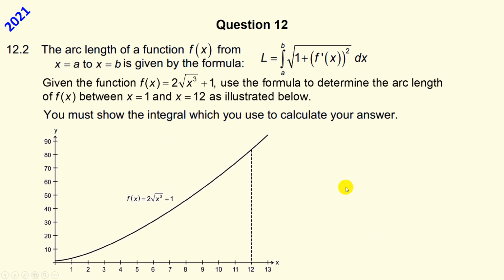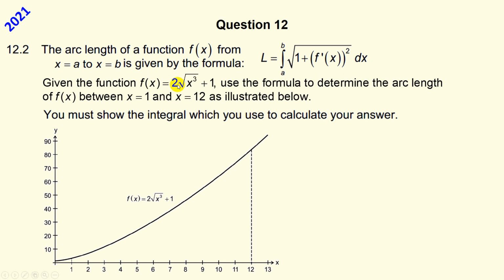Okay, looks very scary, but it's not really. It's just to test you. The arc length of a given function f of x from x equals a to x equals b is the formula: integral from a to b of that formula dx. Now that is in fact the formula for the arc length, but you don't have to know that, you're just going to use this.